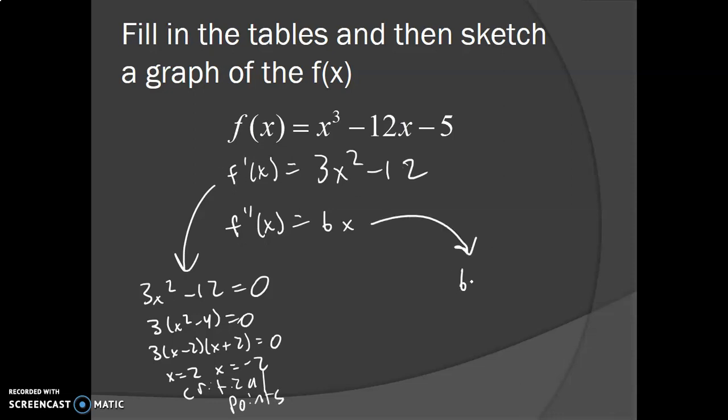For the second derivative, I'm going to say, when is 6x equal to 0? That happens when x is 0. That's a possible point of inflection. So now that I know the x values, positive 2, negative 2, and 0, I'm going to make tables to check and see if there's a sign change.